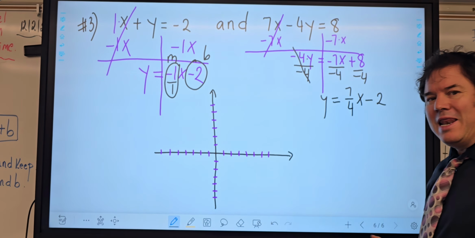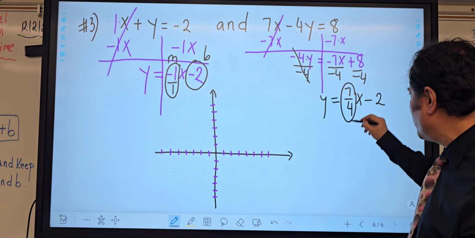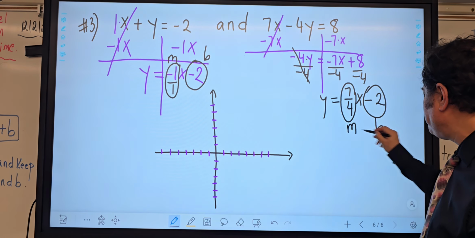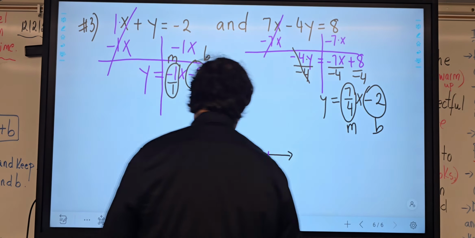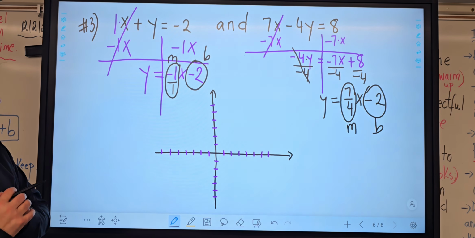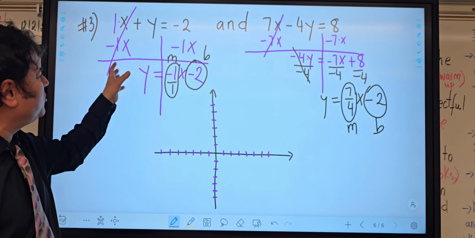And now we are going to label the m and the b. So the m is 7 over 4. That's our m. And the b is negative 2. That's our b. And now, the final step would be to graph both equations on the same graph and find the answer, right? Let's graph the first one.